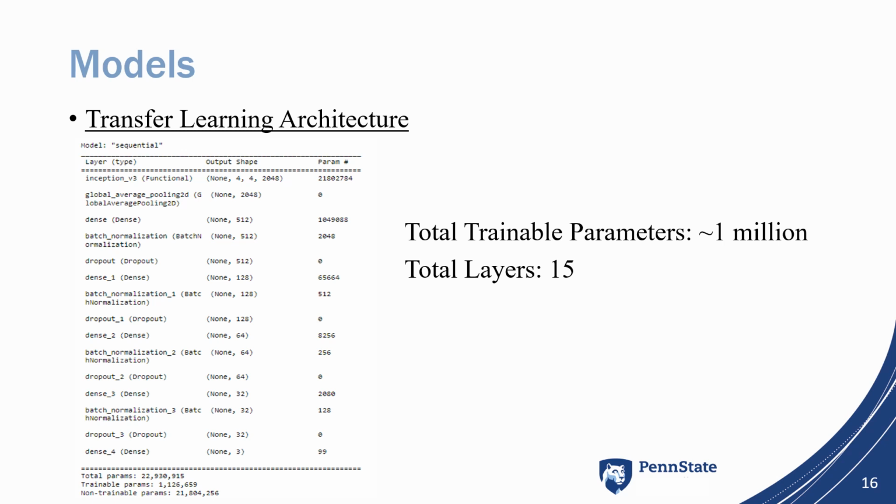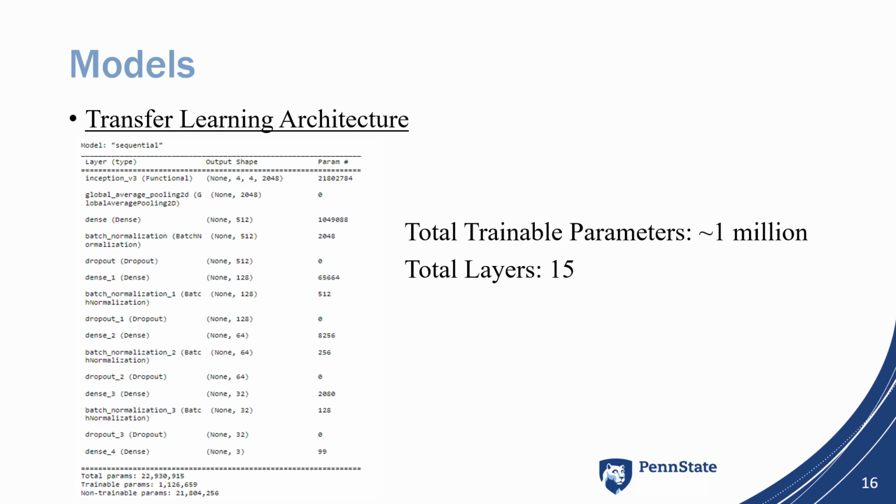This is because we froze the functional layer, so the functional layer cannot be trained in our model. And we extend the model by adding more hidden layers after getting the output from the pooling layer. We can see that there are a total of 15 layers for the transfer learning model.